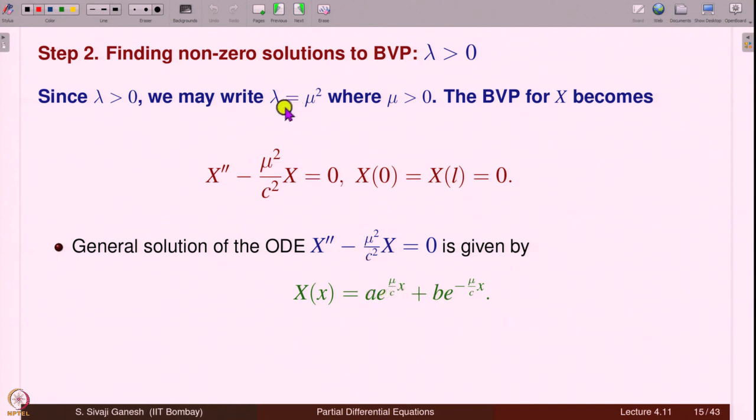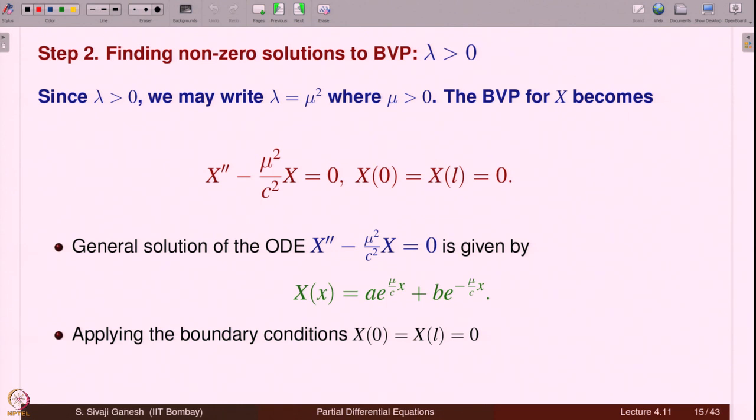If we had not written lambda equal to mu square, we would have here square root of lambda by c into x, minus square root of lambda by c into x. Just to reduce the notation clutter, we have supposed that lambda looks like mu square, where mu is positive. So, applying the boundary conditions, we get A equal to B equal to 0. Please go through these computations and conclude by yourself that A and B, both of them are 0. Thus, lambda positive is not an eigenvalue. That means, no eigenvalues are positive.